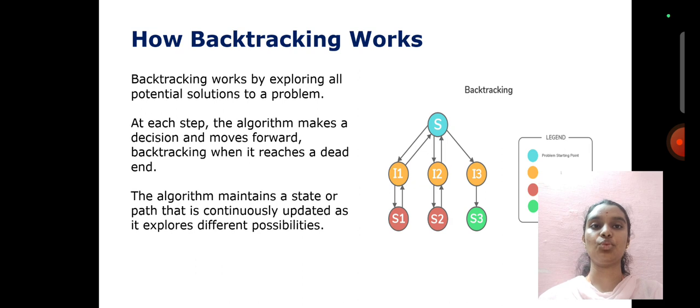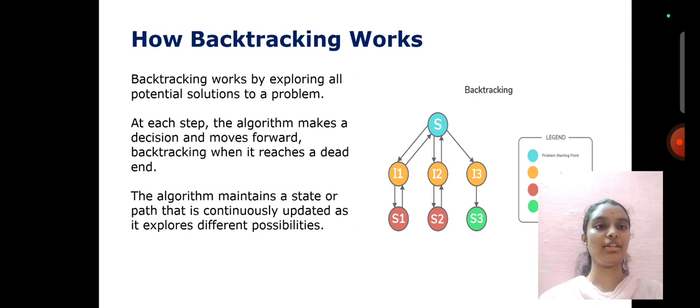How backtracking works. Backtracking works by exploring all the potential solutions to a problem. At each step, the algorithm makes a decision and moves forward, and then backtracks when it reaches a dead end. The algorithm maintains a state or a path that is continuously updated as it explores the different possibilities.